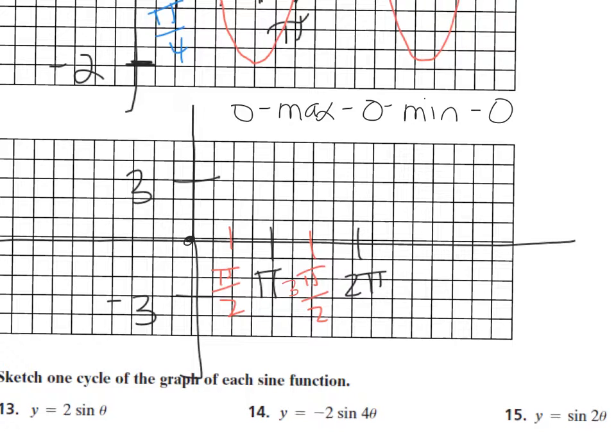So in a couple sections, it's going to not start at 0. It could be shifted up or down. So in that case, starting point, max, starting point, min, starting point. So starting, max, then back to 0, then min, then back to 0. And you can keep going on with this function too if I had a better scale.